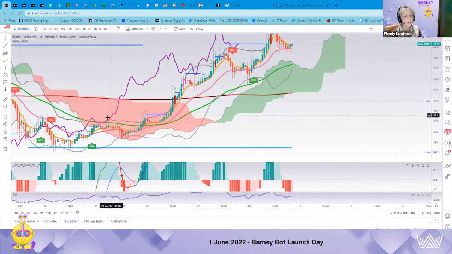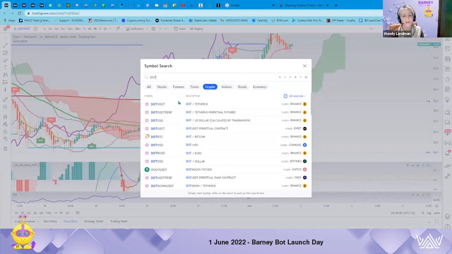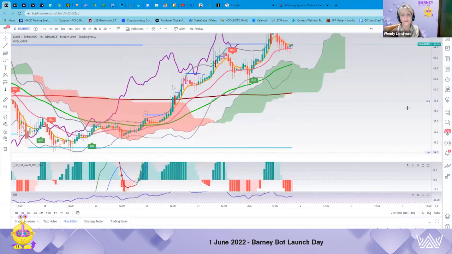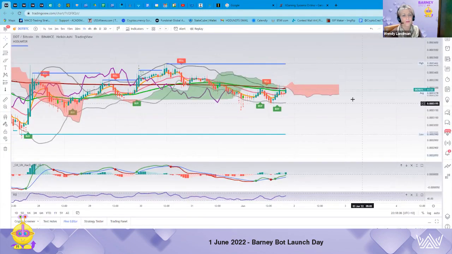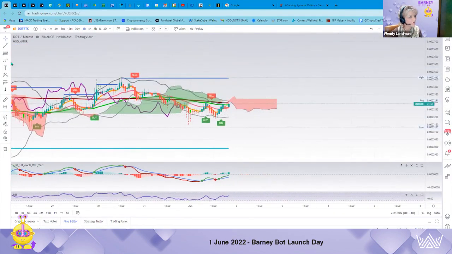Ideally, what we're looking for is this right here, and then you get the runs that go up. And Barney, when he goes out of the top of the Bollinger, it's going to go. We got some 15 minutes going off now like crazy. So let's do dot US, and let's do dot Bitcoin pairing, because it's on the Bitcoin pairing that came off. And this one is on the 15 minute.